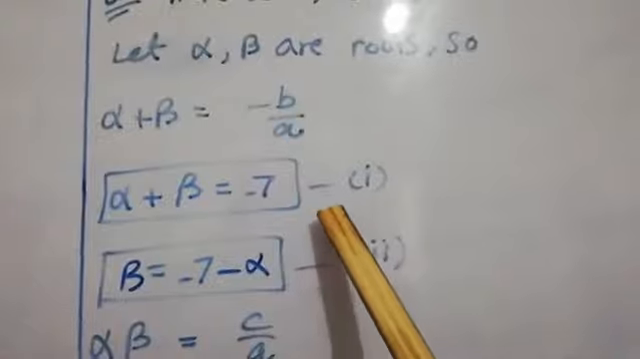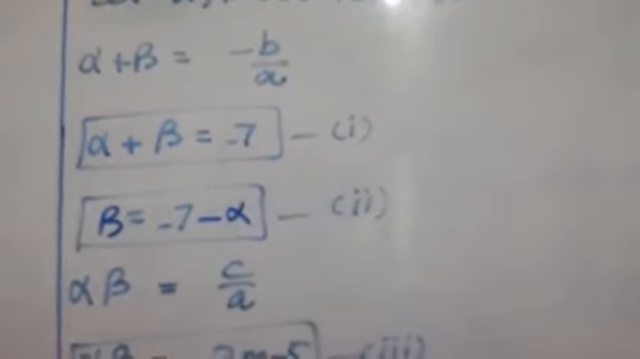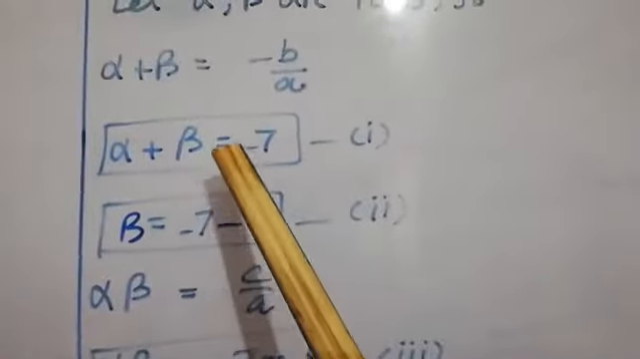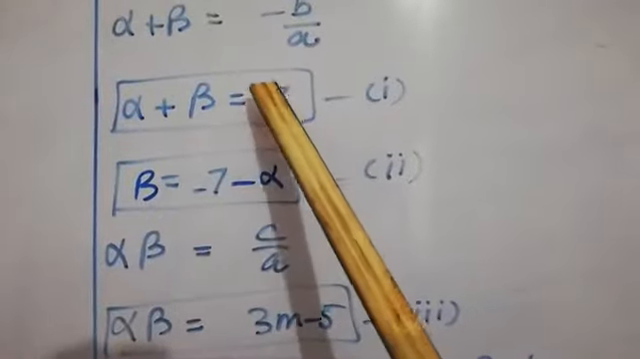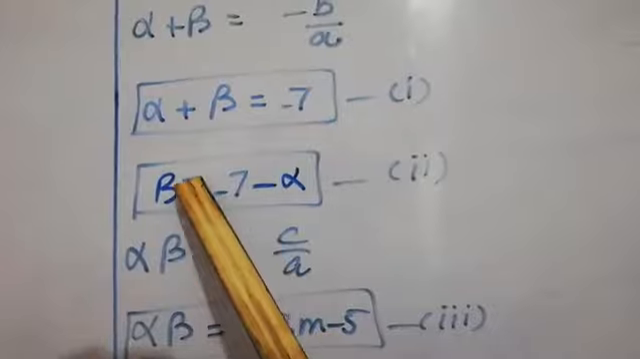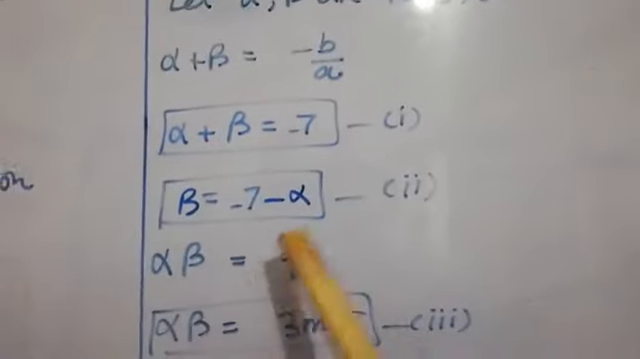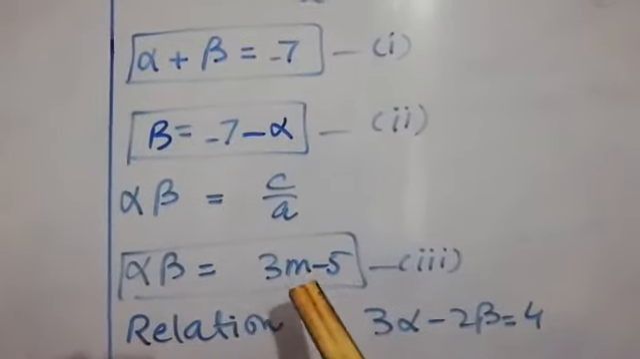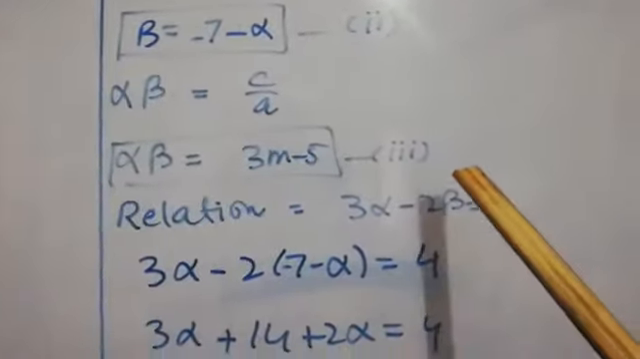Dear student, this question is different from the previous questions. First we will write alpha plus beta equals minus 7, and from this equation we will find the value of beta, which is equal to minus 7 minus alpha. This is equation 2. And now the product of roots, alpha beta, equals c by a. So this is equal to 3m minus 5. We will write this as equation number 3.